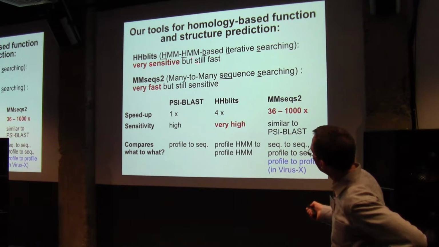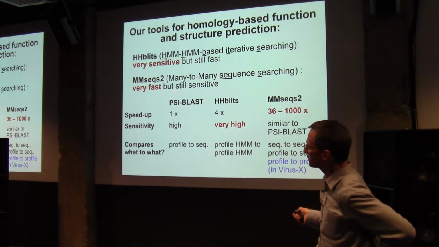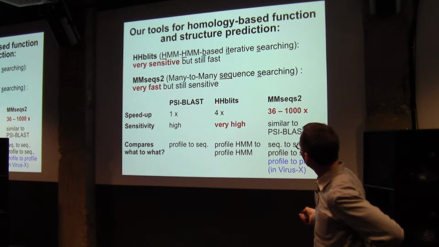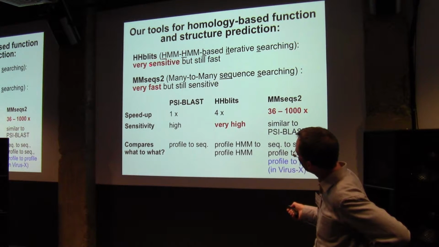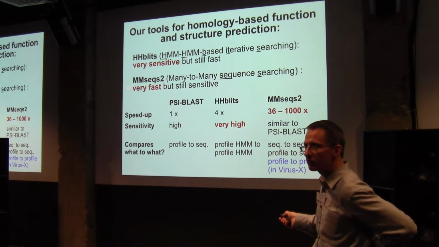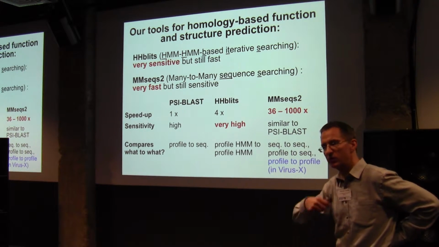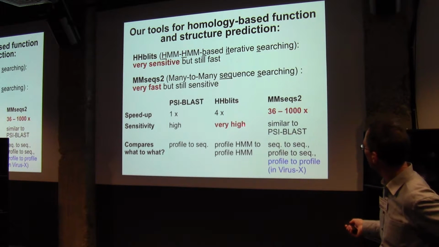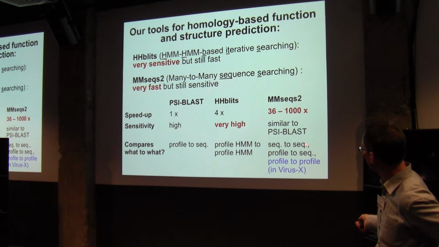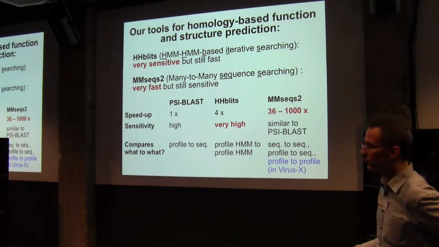So as I mentioned, HHblits is very sensitive, MMseqs is very fast. So HHblits is much more sensitive than BLAST. MMseqs is about the same sensitivity as BLAST or PSI-BLAST, so it can even do profile searches. So whereas in HHblits we compare profile HMMs to profile HMMs, in MMseqs we compare, just like in PSI-BLAST or BLAST, sequences to sequences or profiles to sequences.